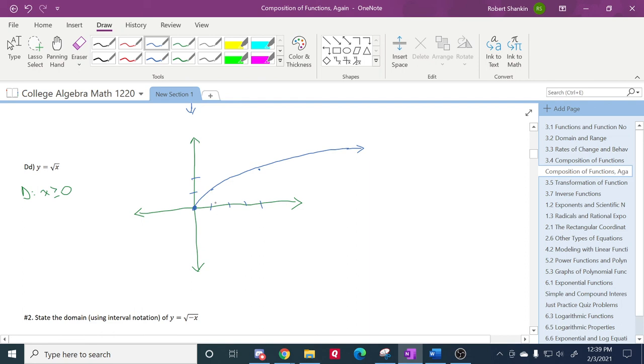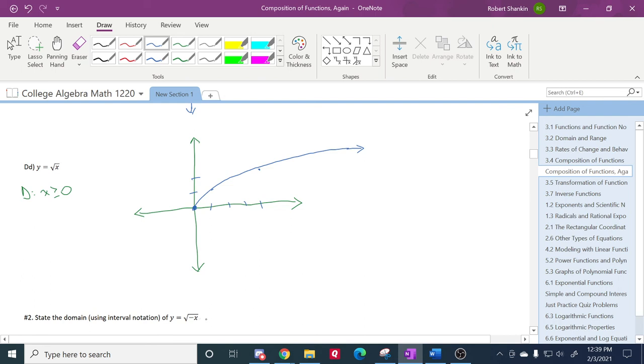And this shape should look kind of familiar to you. It's really the upper half of a sideways parabola. If you continued the parabola on the bottom, it would go like this. And that's what we get for the square root function.